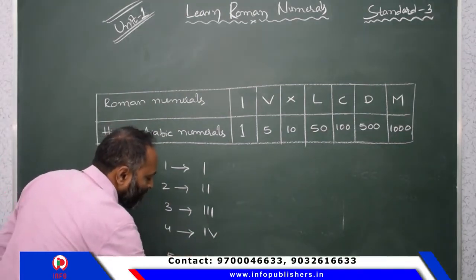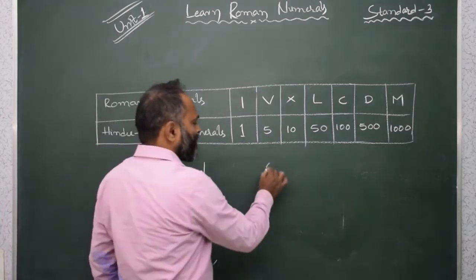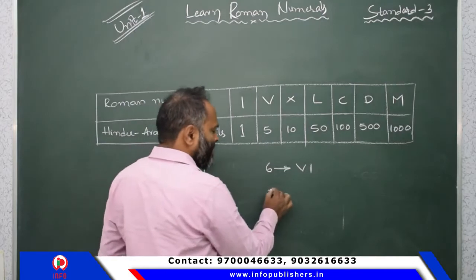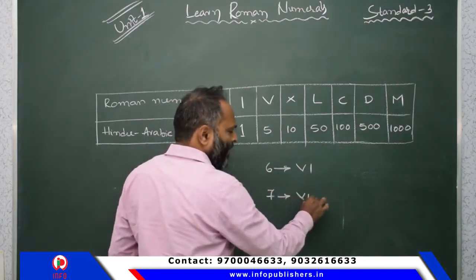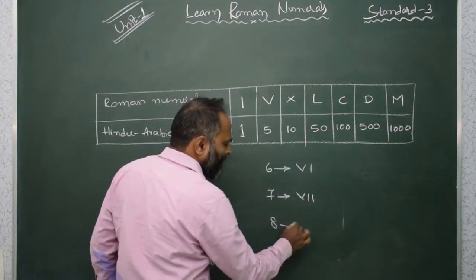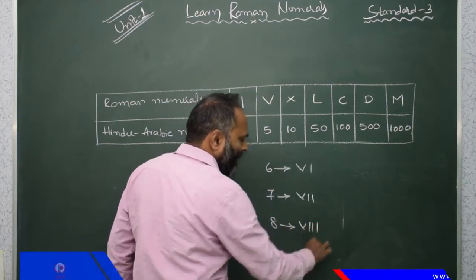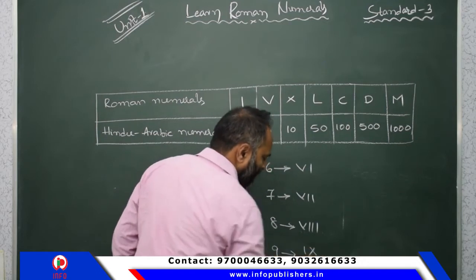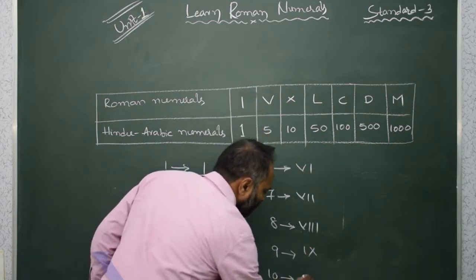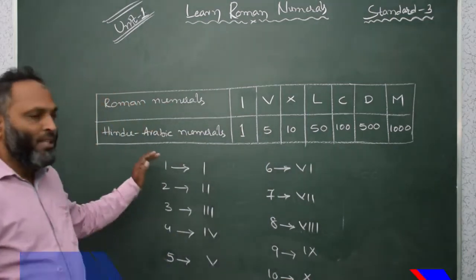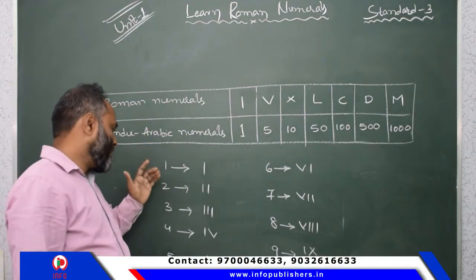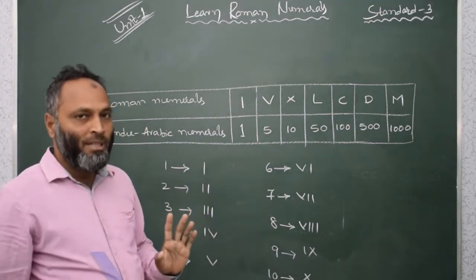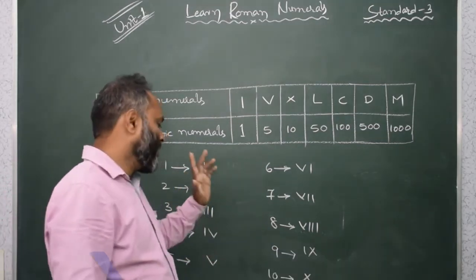Five is V, and 6 is V and I. Seven is V I I. Eight is V I I I. Nine is I and X. Ten is X. Commonly we know these representations of 1, 2, 3, 4, 5, 6, 7, 8, 9, 10. These are the representations in Roman numerals from 1 to 10.